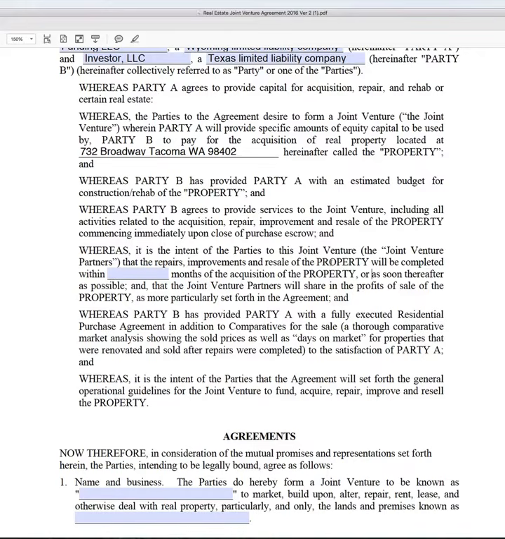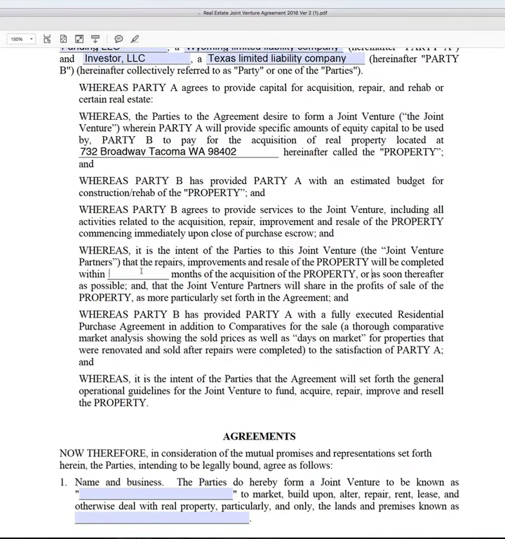Now, the next recital says it's the intent of the property that the project will be completed by a certain date. So when you're filling out this agreement, you have to have some expectation of when you're going to complete the project. And if I was lending money to someone, I would want to know, is this going to be a 3-month project, a 6-month project? I mean, how long will my money be tied up?